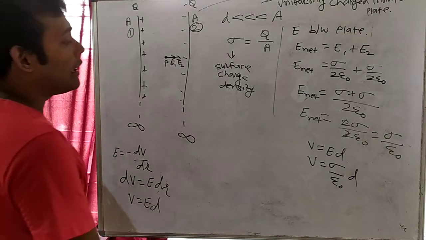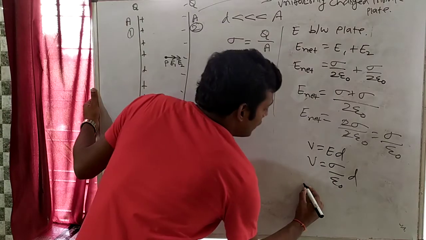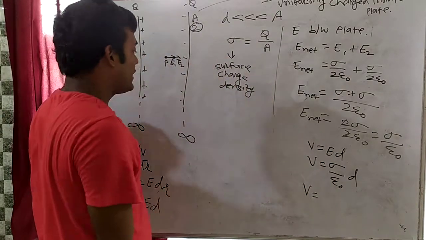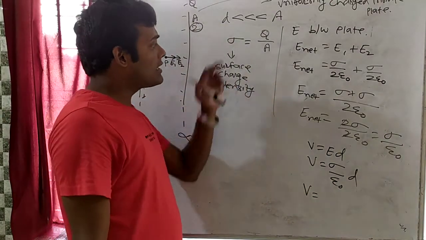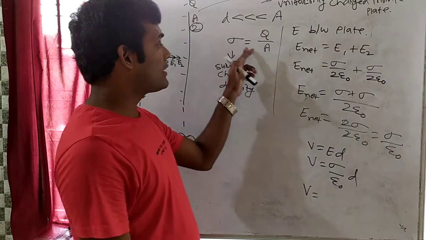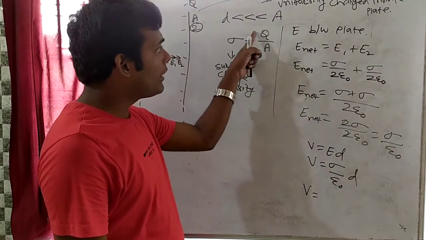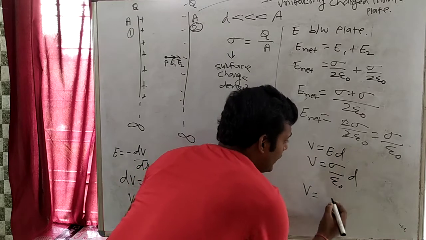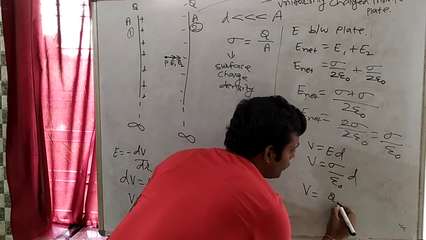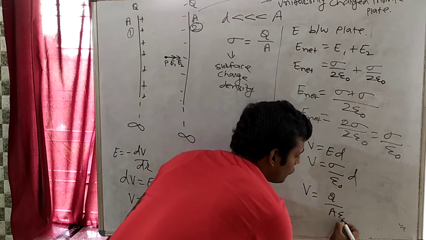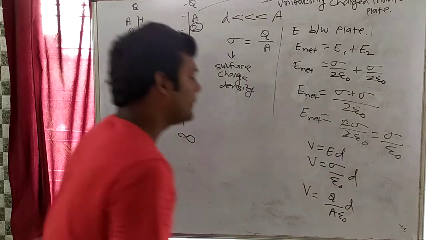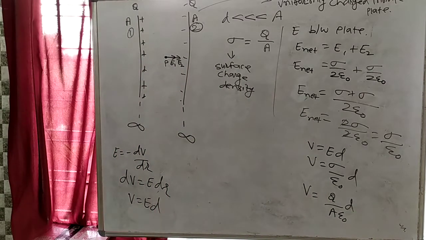What is sigma? Sigma is surface charge density. So in place of sigma, we can write Q by A. So V will be equal to Q by A epsilon naught into d. This will be equal to Q d by A epsilon naught.